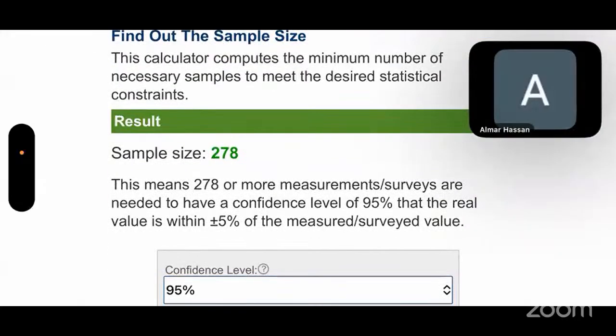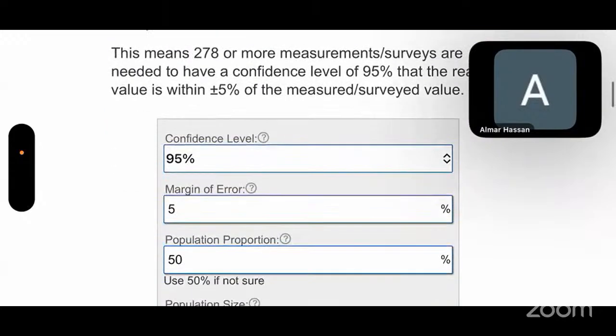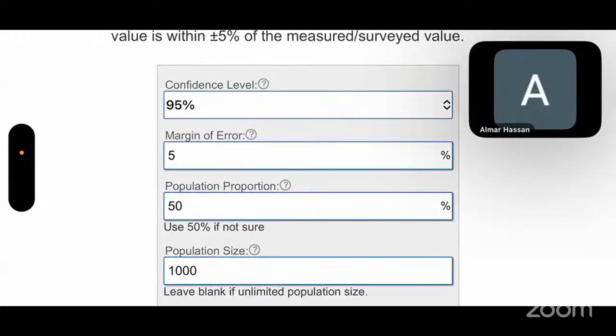So the good thing with modern technology is that you can actually just go to Google and search up a calculator, and it's up to you and your research group as to whatever confidence level or margin of error, and all the other things are for you guys to agree on. But the heart of the sample size remains the same.